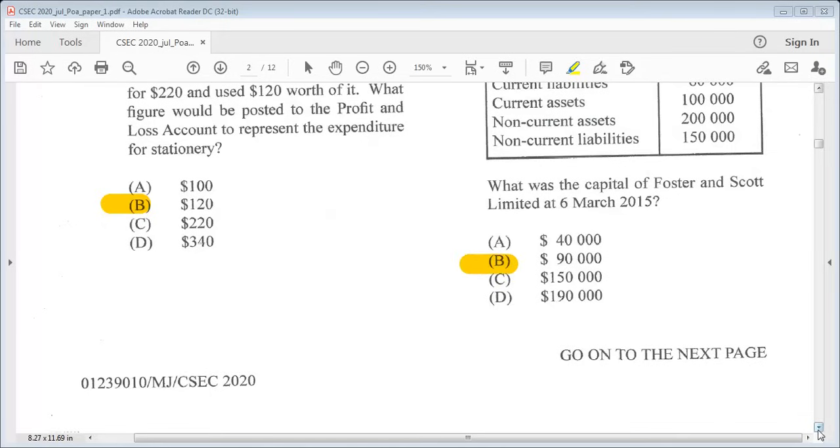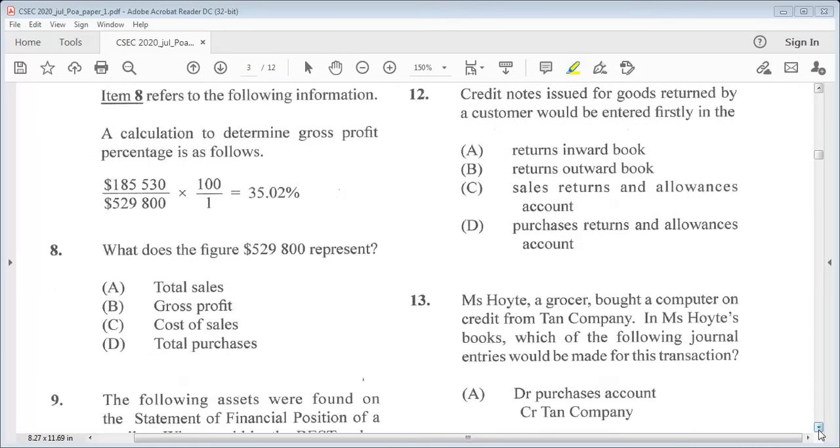This is another question that has been repeated. Item 8 says, item 8 refers to the following information. A calculation to determine gross profit percentage is as follows. So we have 185,530 divided by 529,800 multiplied by 100 percent. Now it says, what does the figure 529,800 represent? We know that represents total sales.